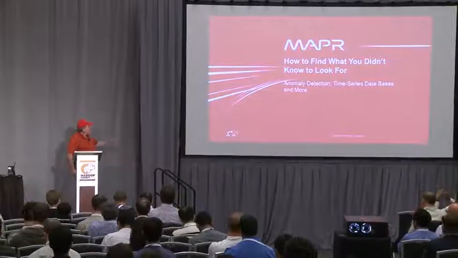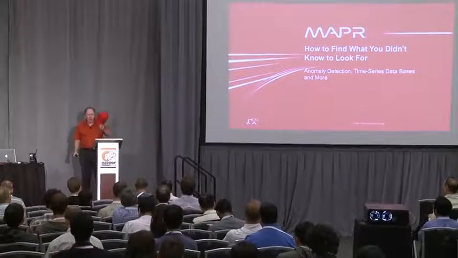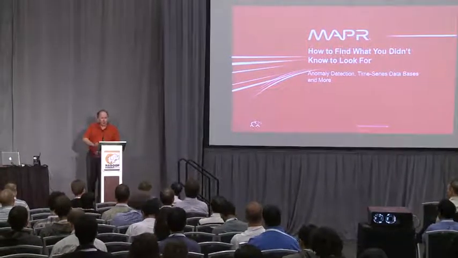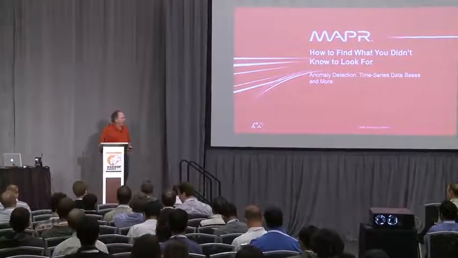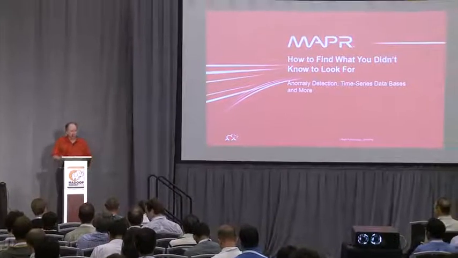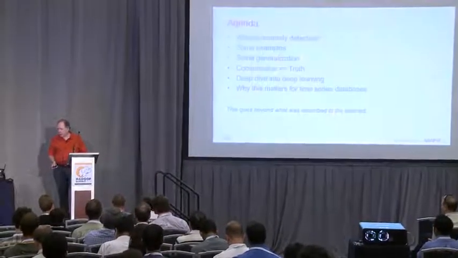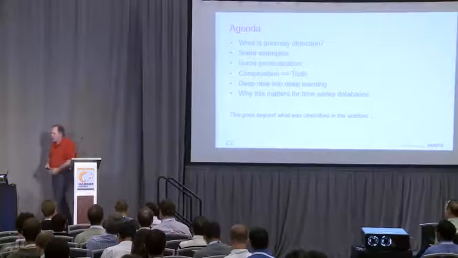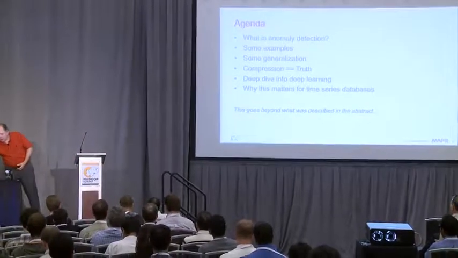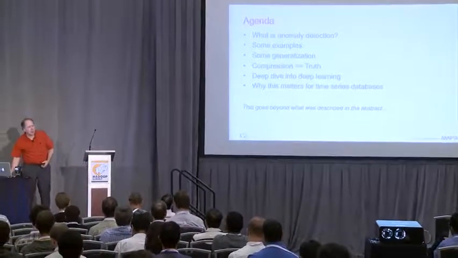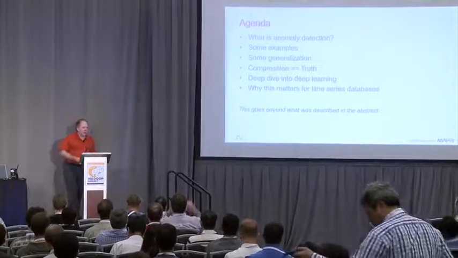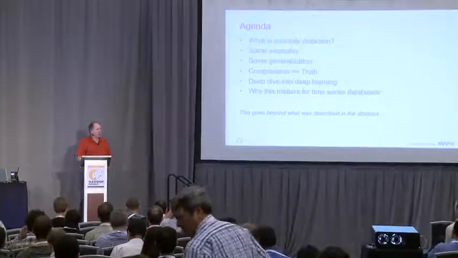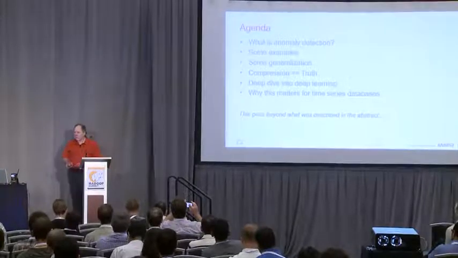So what I'd like to do today is talk about how to find what you don't know what to look for, the real anomalies. Not the ones that you already understand, but the ones you haven't seen before. Those are the fun ones anyway. I'm going to talk about what anomaly detection is, give some examples, and then generalize the examples, and drop into a little bit of philosophy about the fact that compression is truth.